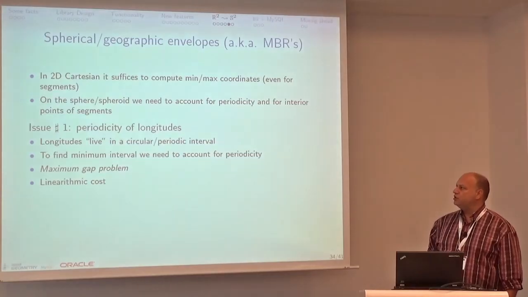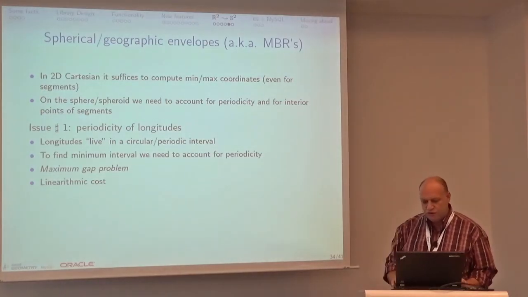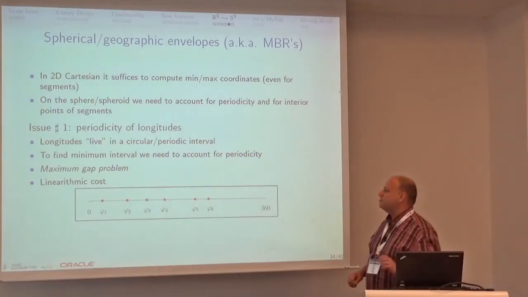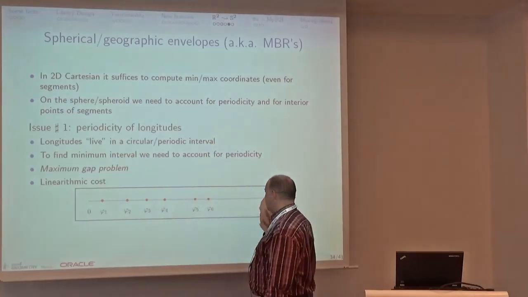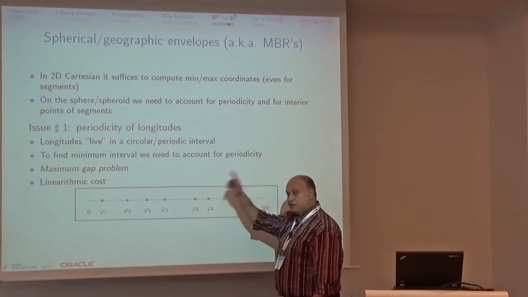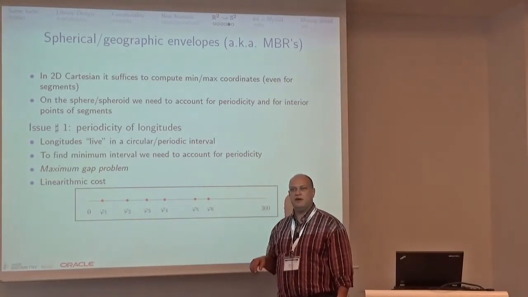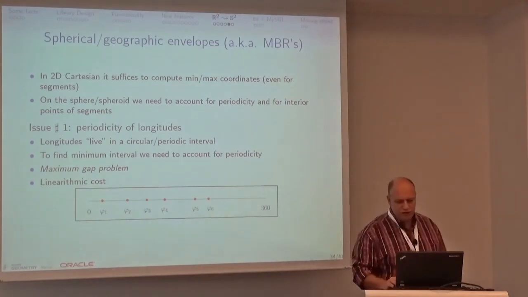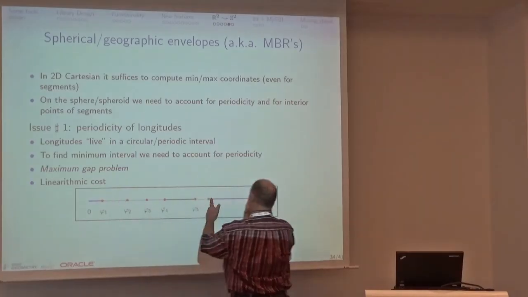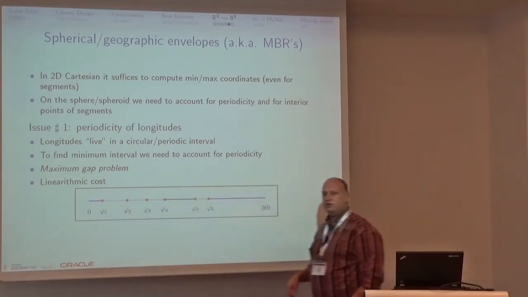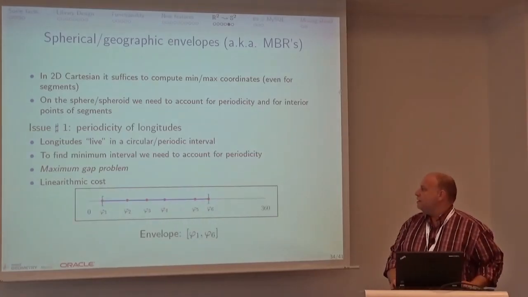How would you compute the boxes? The problem here is the periodicity of longitudes. What I'm going to describe here is really related to what is known as the maximum gap problem. You have some points whose projection on the longitude axis is this one here. The axis wraps around, and you want to compute the minimum interval containing all these values. In order to do that, you have to consider the maximum distance between the points as well as the complement distance between these longitudes, and you have to take the minimum one. In this case, this is the interval you're interested in.